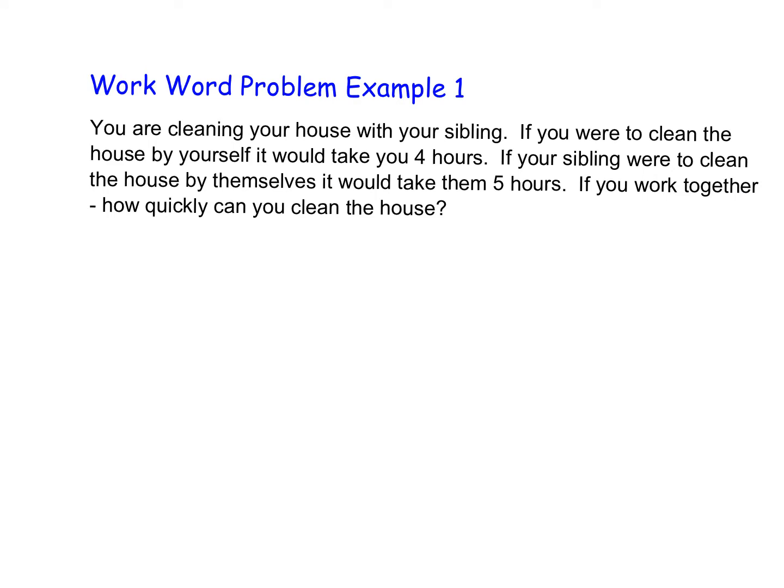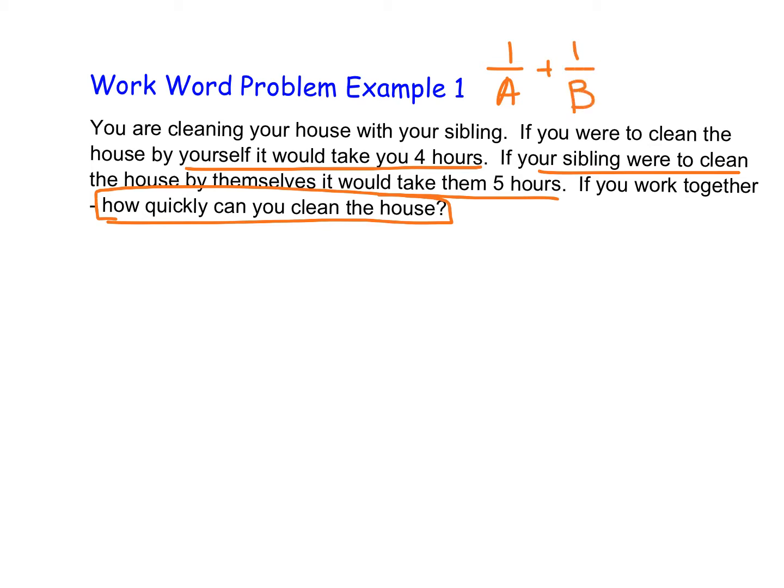So here we see that you are cleaning the house with your sibling, and if you were to clean the house by yourself, it would take 4 hours. If your sibling were to clean the house by themselves, it would take them 5 hours. If you work together, how quickly can you clean the house? So we know we're going to use this general 1/A plus 1/B, where A and B represent the time it would take us each to do the job alone, and we're going to look for our total time as a team.